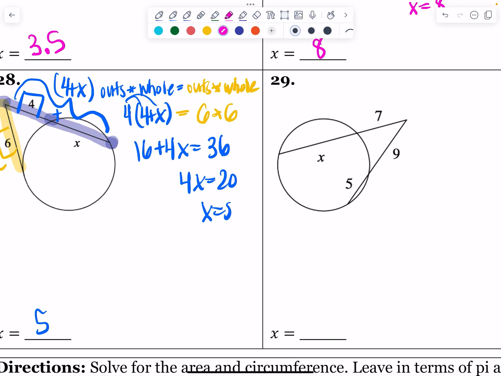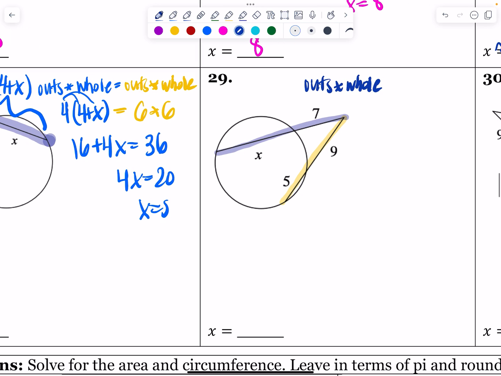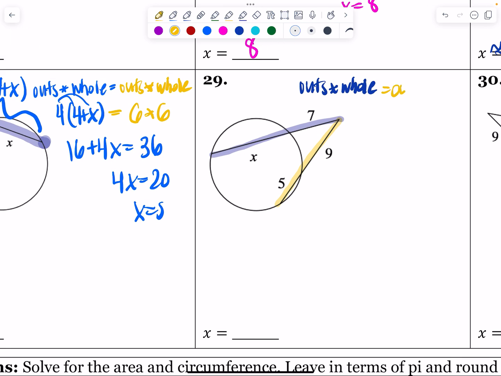Same thing on this next problem. The only difference is that both of these are secants. So we have an outside and we have a whole, and we're going to do outside times whole equals outside times whole. That's going to be in yellow. That's going to be 9 times 9 plus 5. What is 9 plus 5? 9 plus 5 is 14.